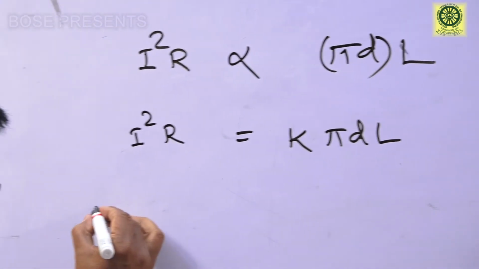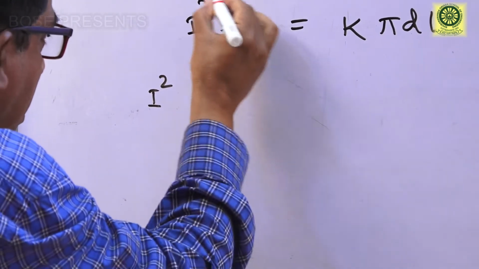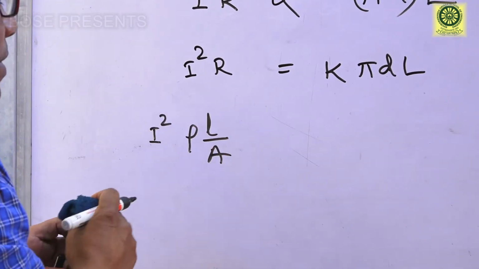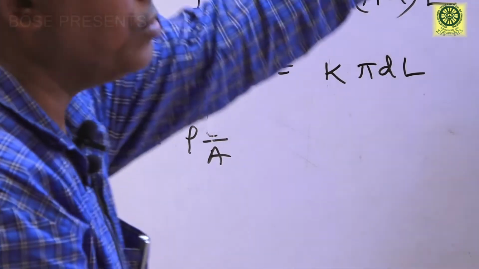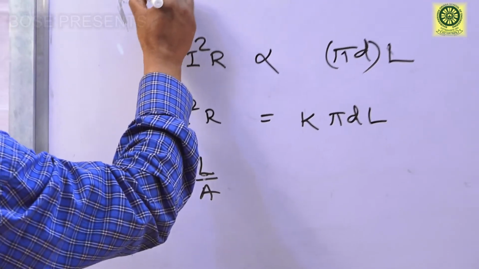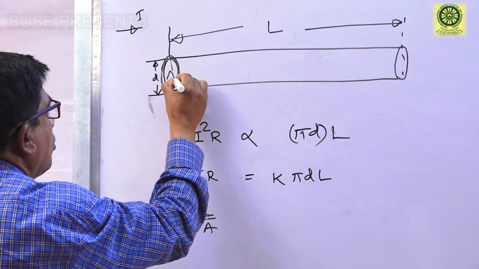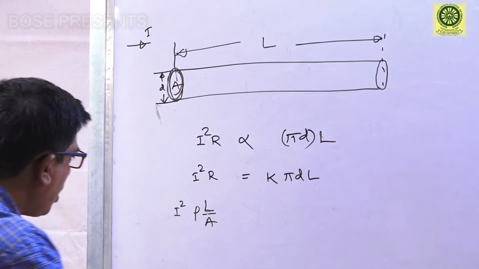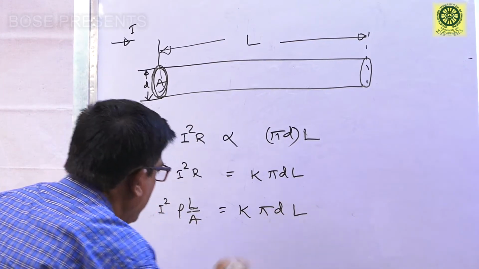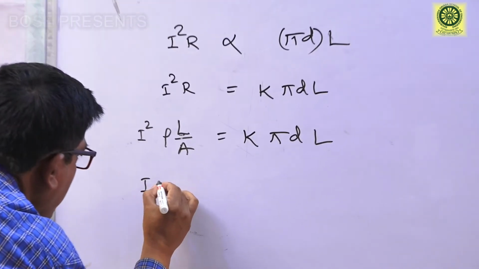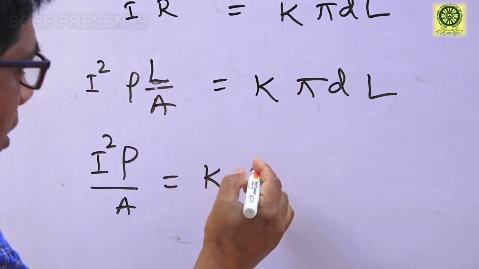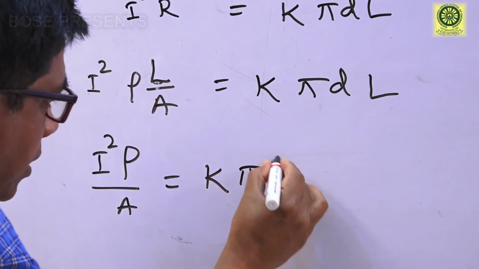I can write it in form of I square. What can I write R as? Now rho L by A. Capital L, don't confuse. What is A? Now this is the cross section of the fuser, the cross sectional area. So I can write I square rho L by A is equal to some constant pi D into L. Or I can write I square into rho by A is equal to some constant, so I can write K pi D.